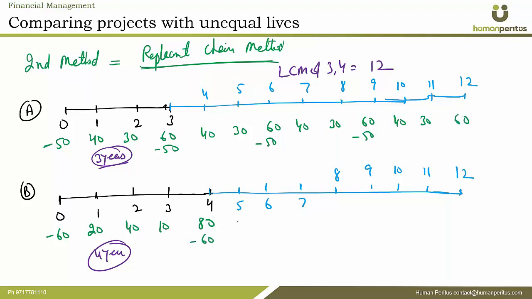For the other project, it becomes minus 60, 20, 40, 10, minus 60, 20, 40, 10, and so on, with the cycle 0, 1, 2, 3, 4 repeating.